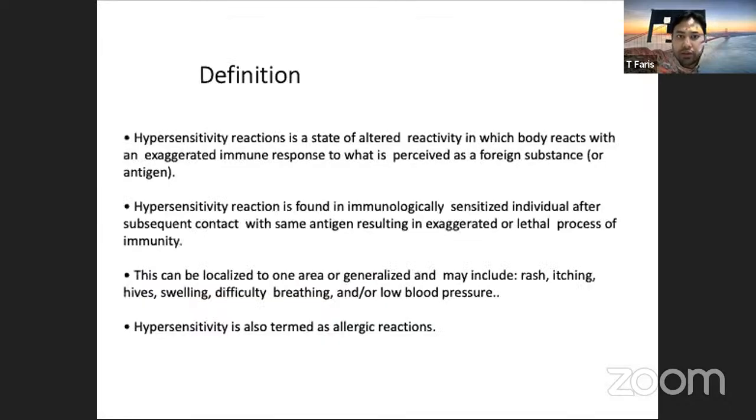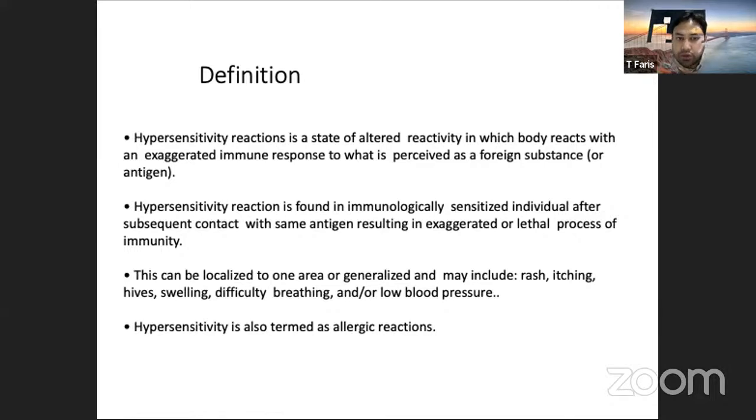So what is the definition? A hypersensitivity reaction is a state of altered reactivity in which the body reacts with an exaggerated immune response to what is perceived as a foreign substance or an antigen. In the book we call it a foreign substance as an antigen. And a hypersensitivity reaction is found in an immunologically sensitized individual after subsequent contact with the same antigens, resulting in an exaggerated process of immunity.